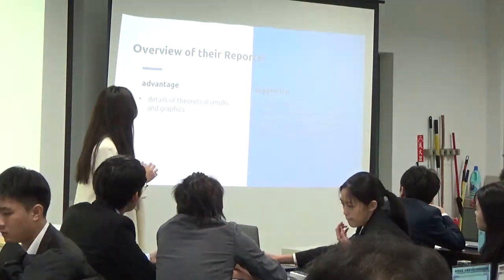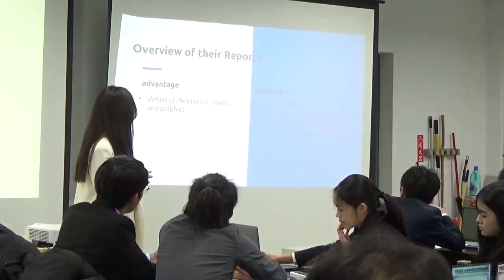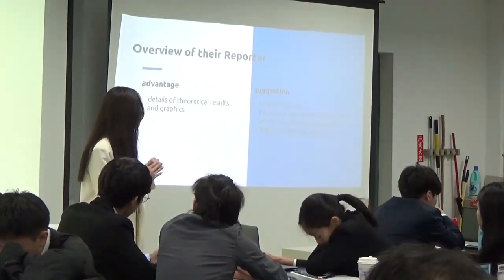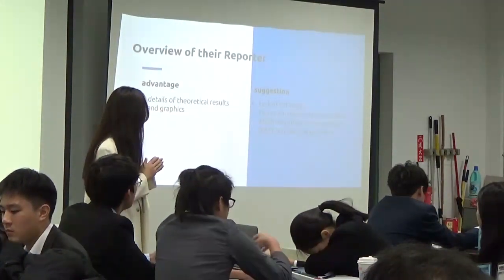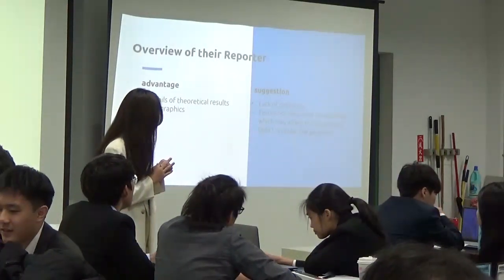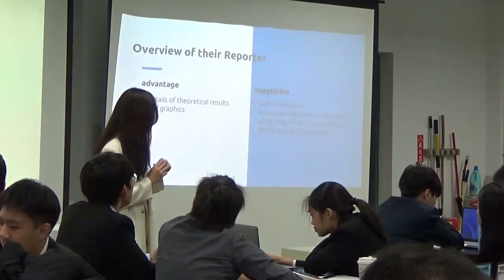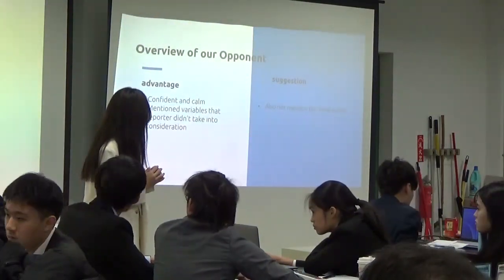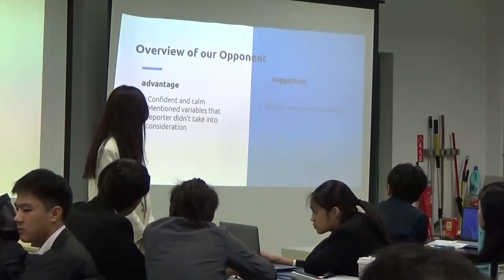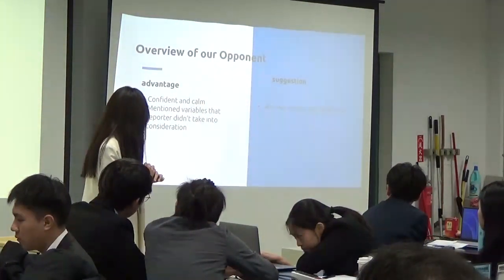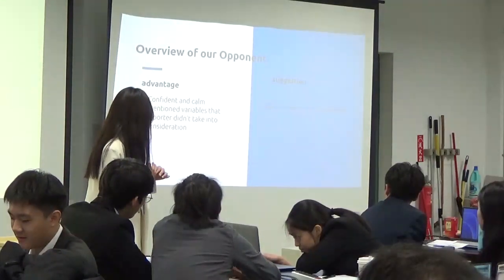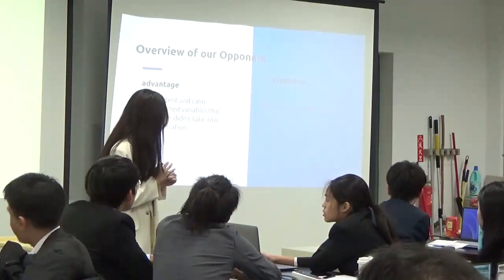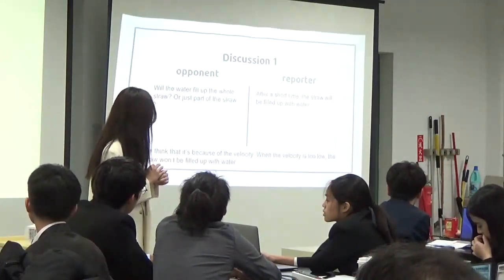And here is some overview of the project. Their advantage is the detailed theoretical results and graphs. There are some suggestions: their layout definition, and forces not measured or calculated, which may affect the experiment. And the overview for the opponent: first, the advantage is that they counted and mentioned variables that are important and took them into consideration. A suggestion is that they also did not mention the initial value.